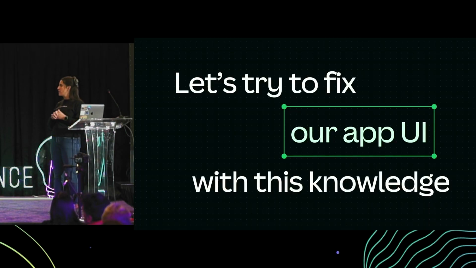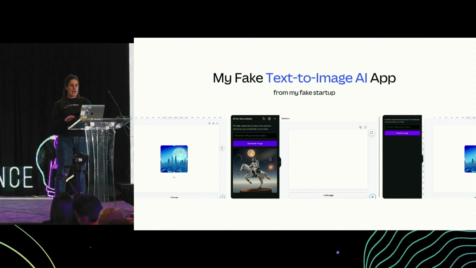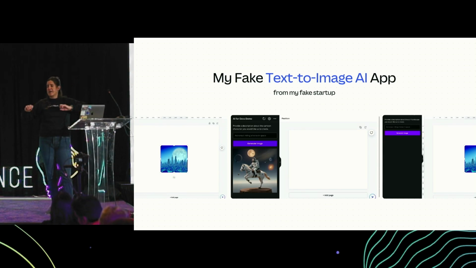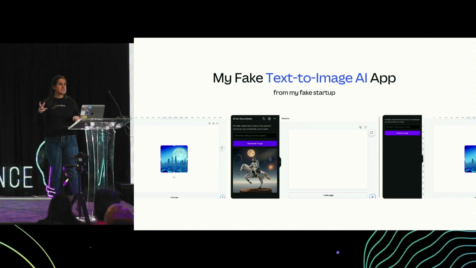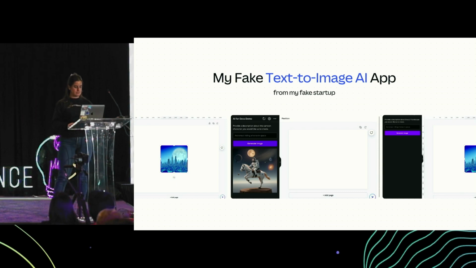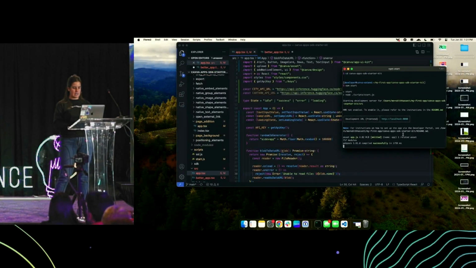Now with that, let's actually go ahead and try to fix the UI of an app. So I'm going to have a fake text-to-image AI app. I actually haven't tested this today, so I have no idea if it's going to work, so bear with me. What we're going to do is create a really simple text-to-image app that takes a user input and returns an image that I can then use in my design.